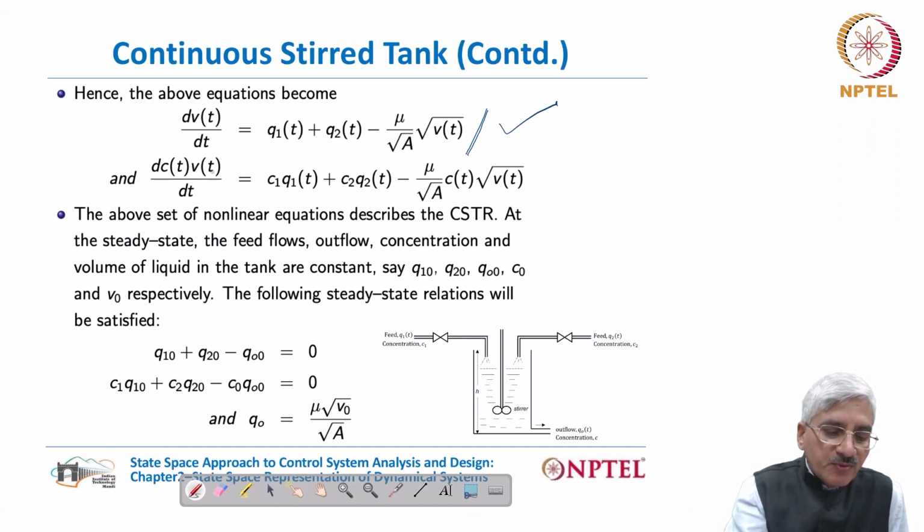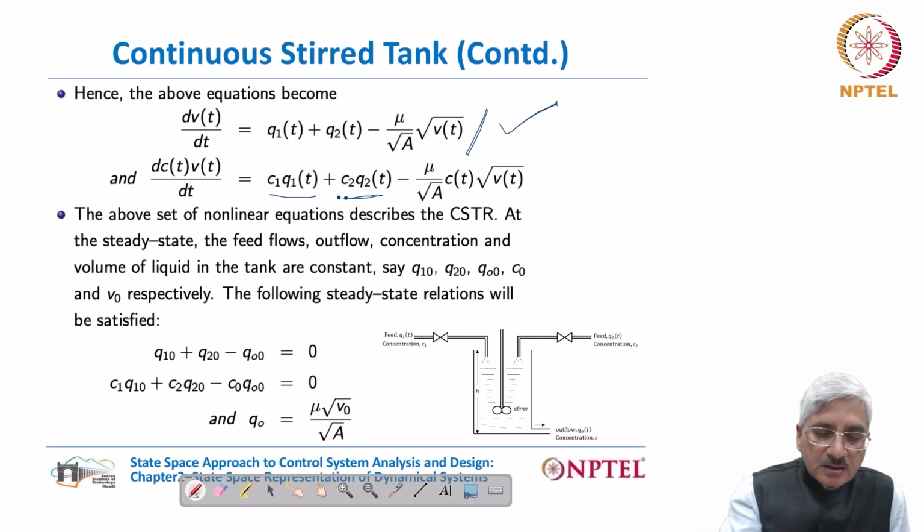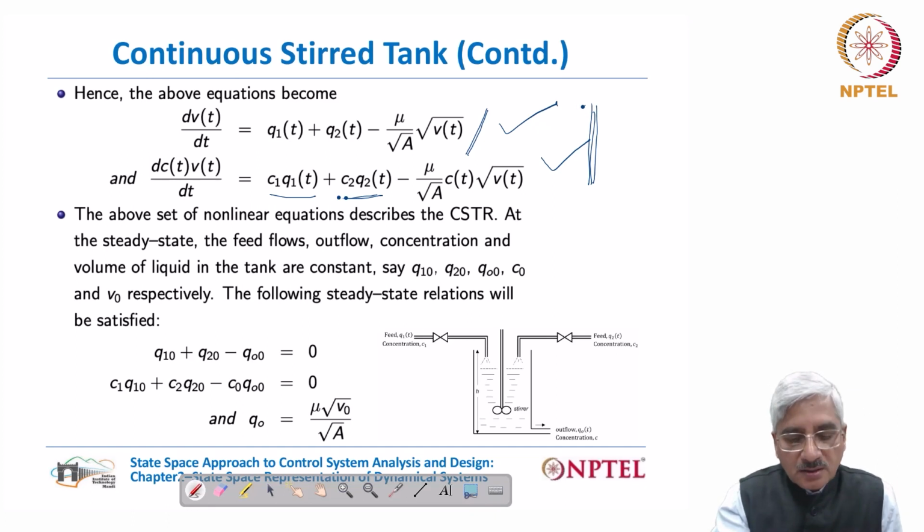So d(CtVt) by dt, the product of C and V, the rate of change of that with time. These two terms are as they were. However, we have made a substitution. In place of Q0, we are substituting this quantity. So it will be Ct multiplied by mu times root of V by A. So now with these substitutions, we get these two equations, which are actually the dynamical equations for the stirred tank.